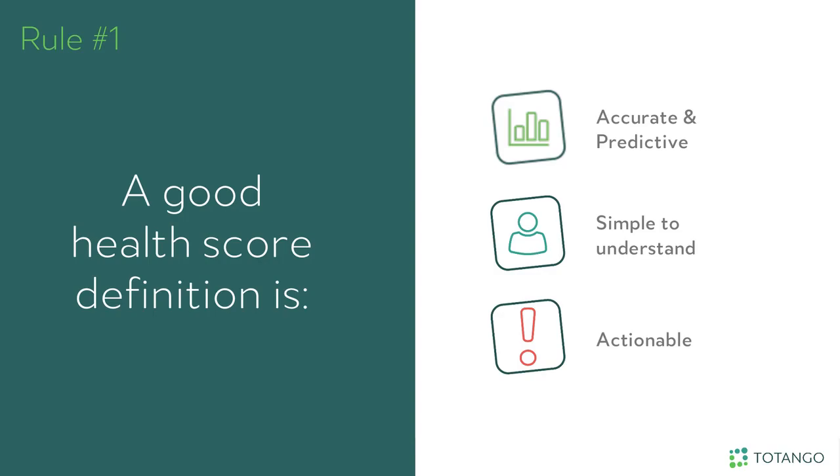So a good health score is basically accurate and predictive, right? So it's reliable, simple to understand, so anyone in the organization or your team or in management can look at it and determine the health of the customers that you have. And then it needs to be actionable, because again, just having numbers doesn't really help unless you really understand what you need to do to change the situation. So you need to make it easy.